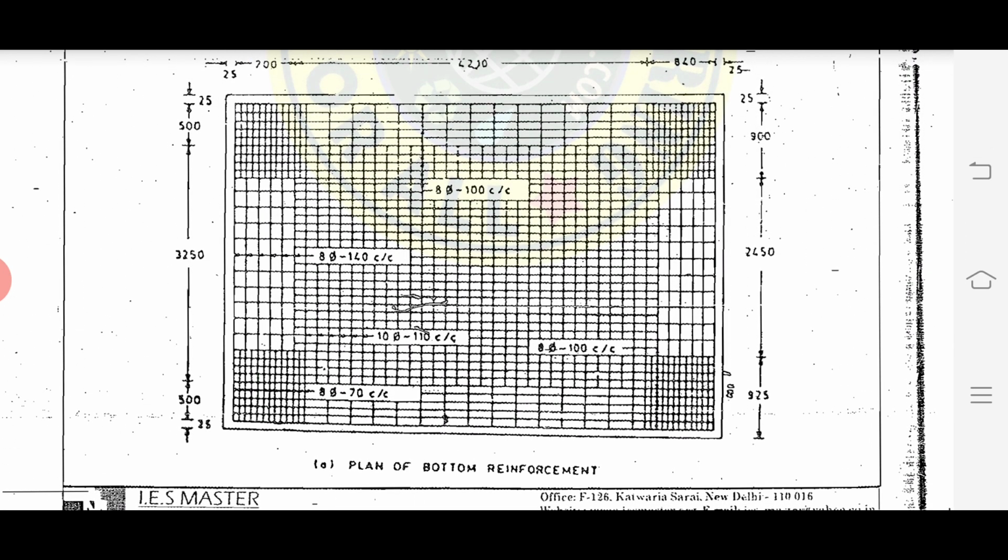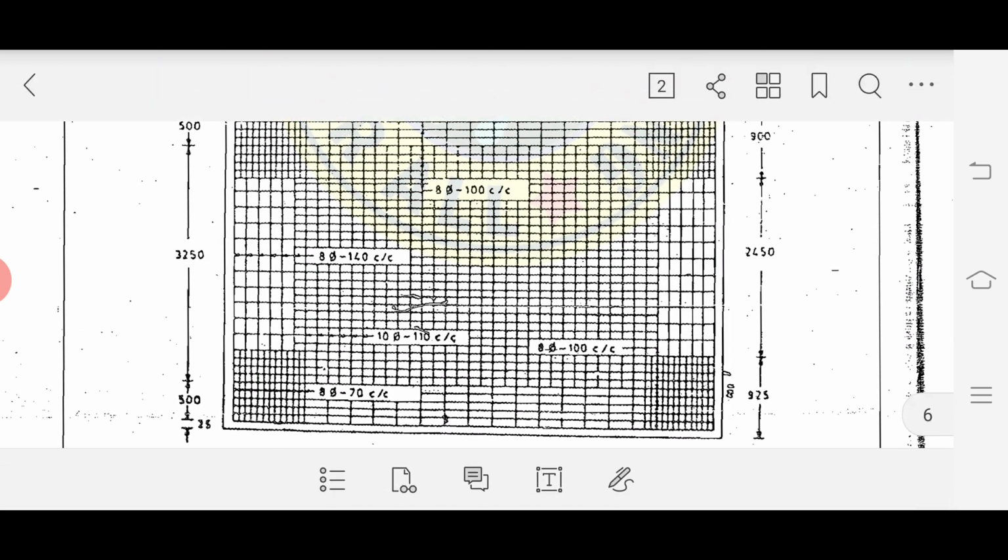They have provided 8 mm dia bars, 100 mm center to center in one direction, 8 mm dia bars, 140 mm center to center in the other direction, and they have provided torsional reinforcement of 8 mm at 70 center to center, and they have given a strip length, everything. With this I will conclude the video.